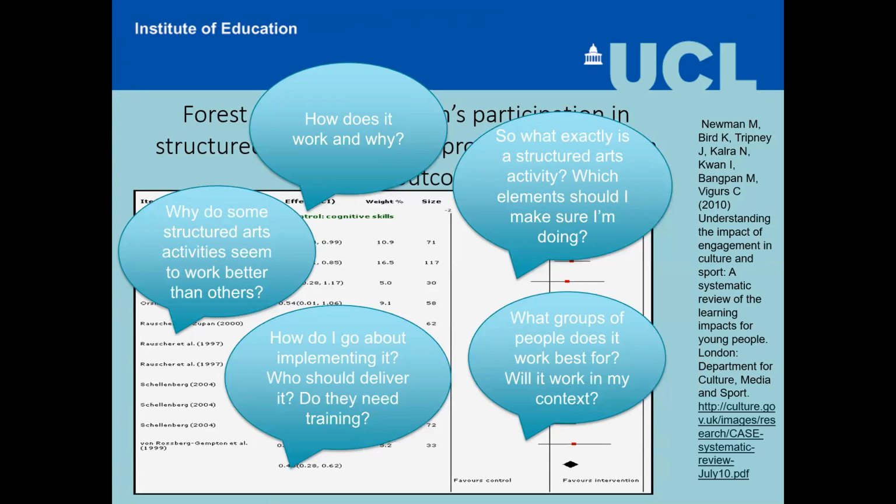So if I'm developing policy or commissioning a program, which elements of those structured arts programs should I make sure that I'm doing? What groups of people does it work best for? Will it work in my context? And a whole range of other questions, including why do some structured arts activities seem to work better than others? And also key policy questions about implementation. So how should I go about implementing these kinds of programs?